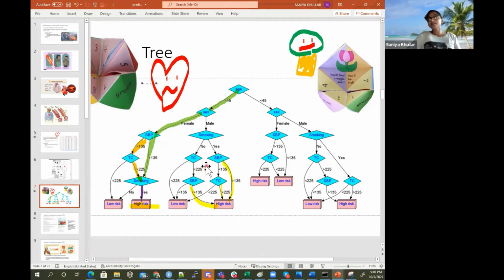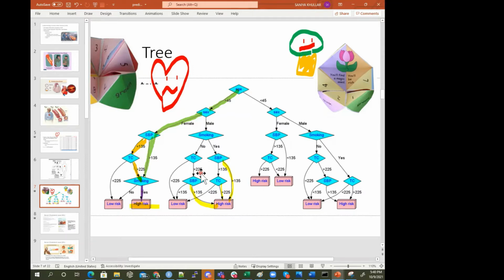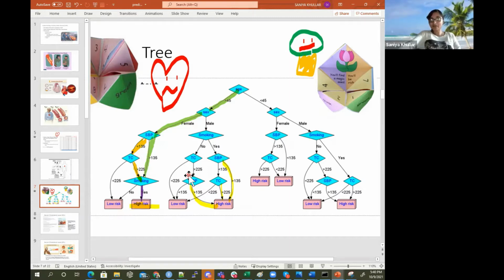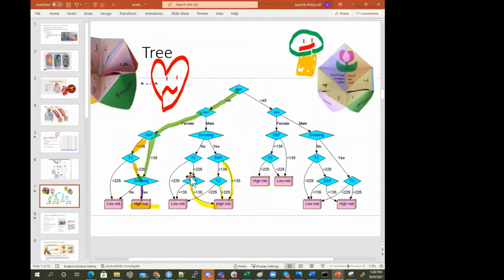Then they're going to take your blood pressure. Have you ever gotten your blood pressure taken? They put the stethoscope on, and then let's say that your systolic blood pressure is greater than 135. What will they predict for you? High risk? Yes, they will say that you are high risk.